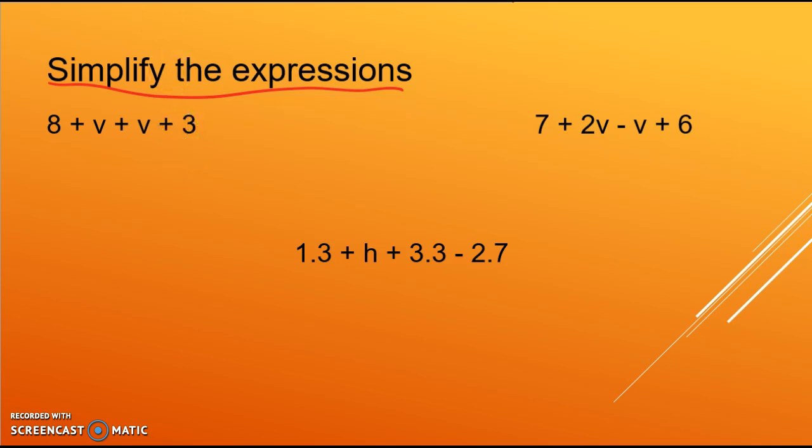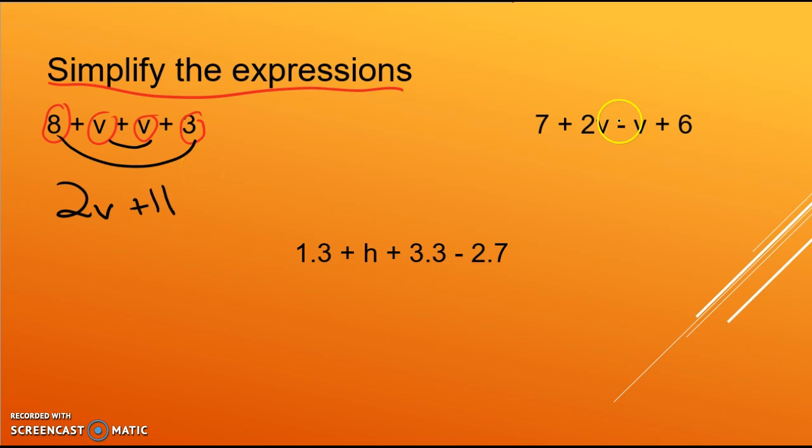What I'm going to do first is circle all of my terms. My terms here are 8, v, v, and 3. My like terms, which are the terms that I combine, are 8 and 3. Those can be combined because those are just regular numbers. And these two v's can combine with each other. One v plus another v would be 2v, and then 8 plus 3 would be 11.